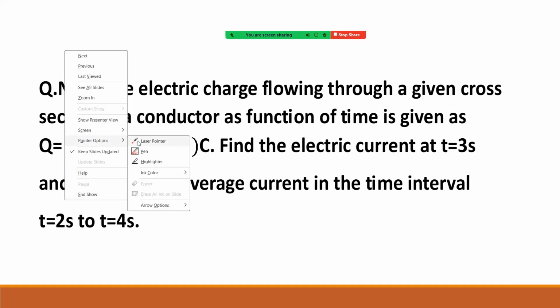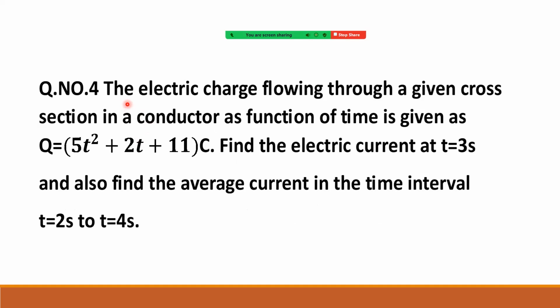See the question carefully. The electric charge flowing through a given cross section in a conductor as a function of time is given as 5t square plus 2t plus 11 coulomb. So we have to find the electric current when t equal to 3 seconds, right?